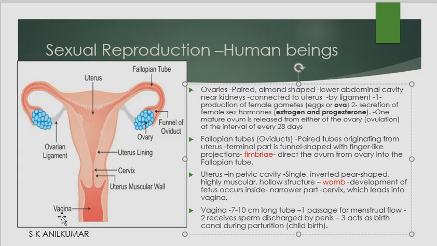The vagina has three functions. One, it helps in the passage of the menstrual flow. Two, it receives the sperm discharged by the penis. And three, it acts as a birth canal. In the uterus, the fetus grows, and through the cervix it enters the vagina, and this is how childbirth happens. It is called parturition.